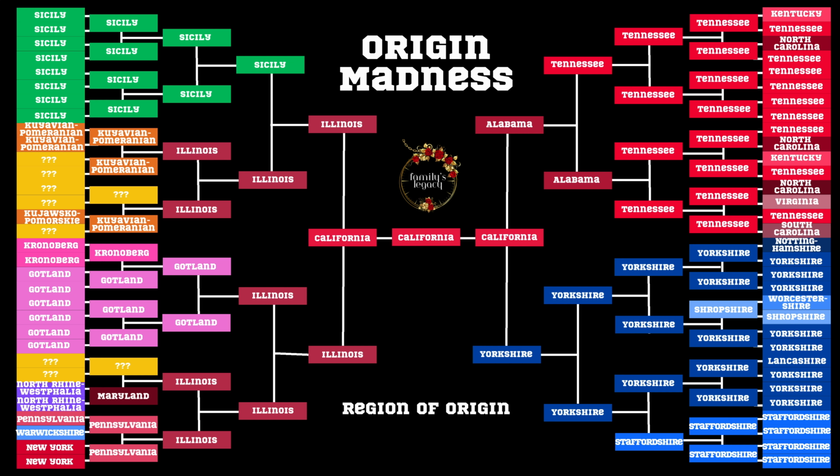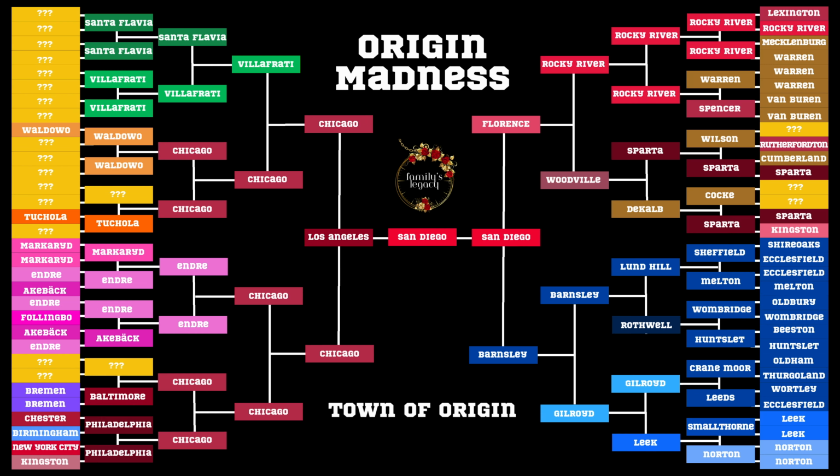This is also the first bracket where we're starting to see the locations that I have not been able to drill down on any further. And I marked those with these question marks and the color yellow. Once we get to the town of origin bracket, which is ultimately the holy grail when you're researching the life of an ancestor, you'll see I have a lot more question marks for this bracket, unfortunately.